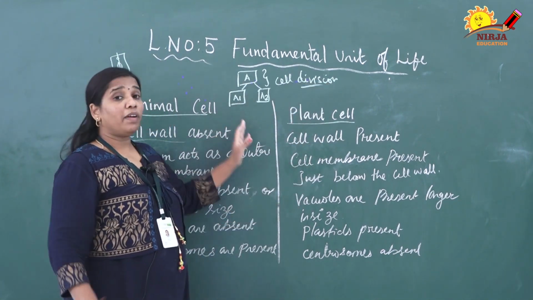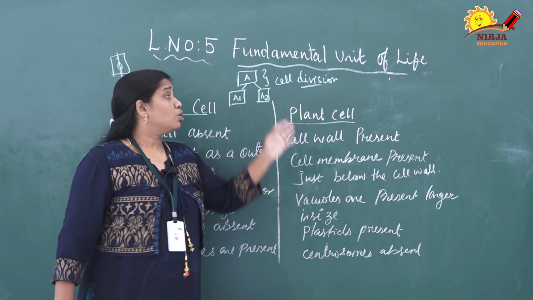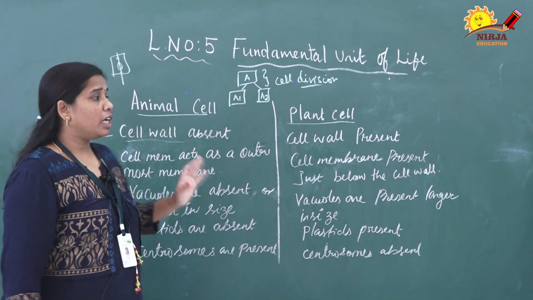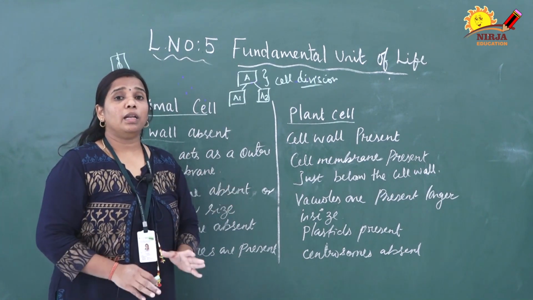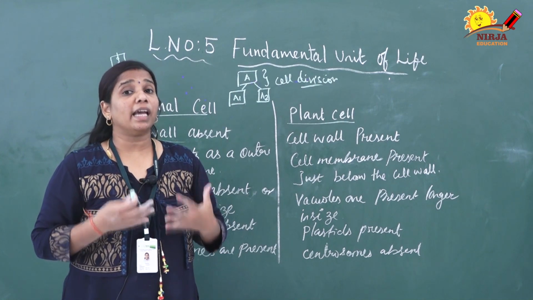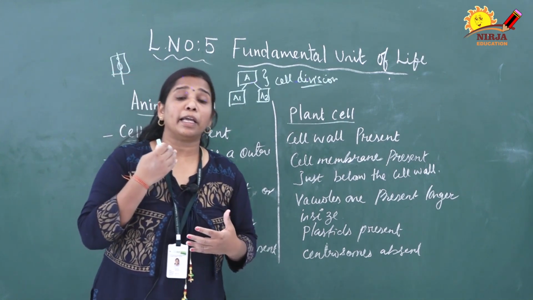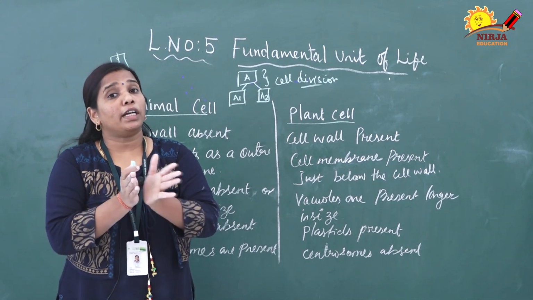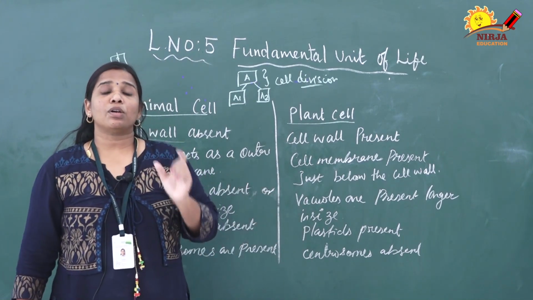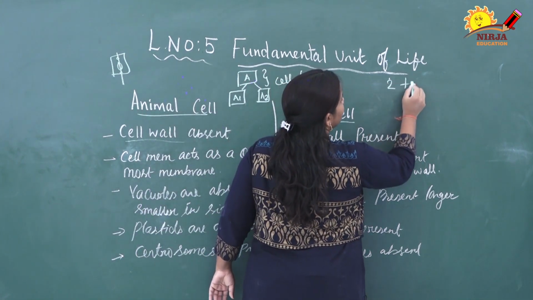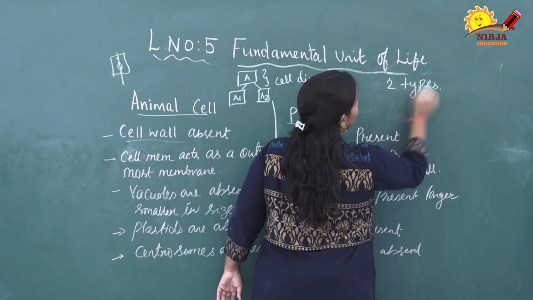These two cells are divided into another four cells. So this process is called cell division. Cell division is nothing but the cell dividing after maturity. It will not happen when the cell is at a younger stage. Once the cell attains maturity, the cell is divided into two cells. That process is called cell division. There are two types of cell division.